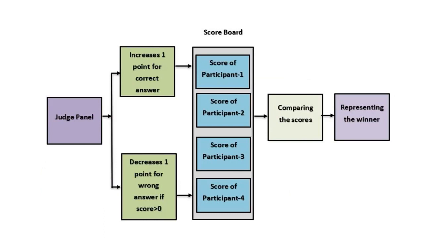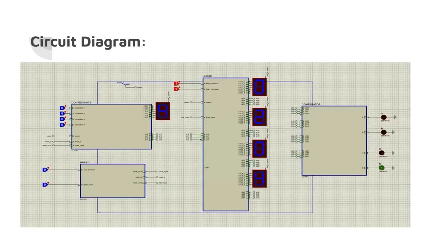If the selected participant gives the correct answer, then 1 point will be added, but for a wrong answer, 1 point will be subtracted. And the minimum point limit is 0. That means point will not be subtracted when the obtained score is 0. After the completion of the question answering session, the scores of the participants will be compared and the winner will be announced. This is the circuit diagram of our project. Now our next project mate Oyen will show the demonstration of the project.